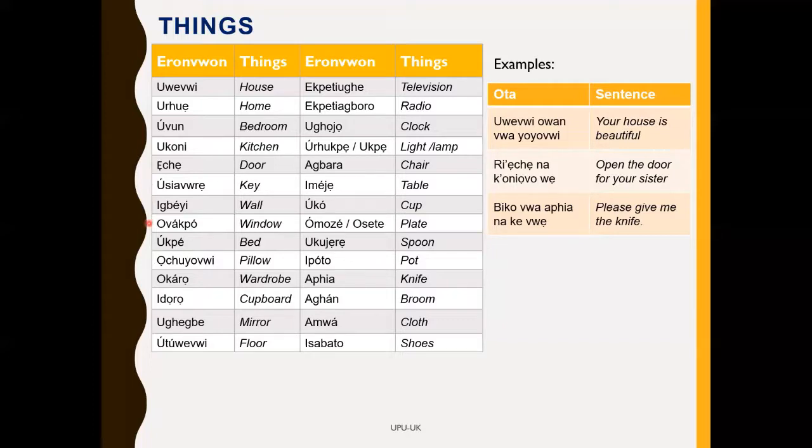Ovakbo, window. Ukbe, bed. Okunyemi, pillow. Okaro, wardrobe. Idoro, cupboard. Well, sometimes also wardrobe, but cupboard. Uregbe, mirror. Utunwemi, floor in and around the house. Utungwemi, the floor area, usually the front floor area. Utungwemi, floor.